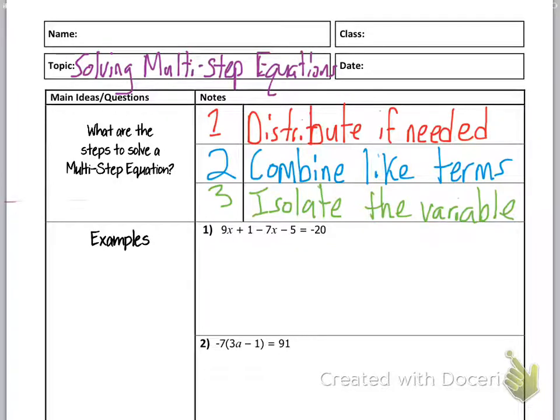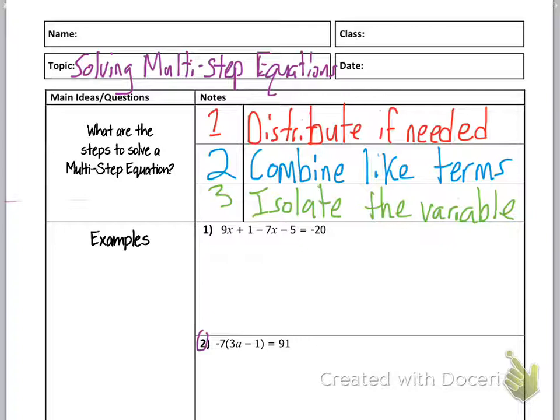Today you're going to take notes over solving multi-step equations. What are the steps to solve a multi-step equation? First step is to distribute if needed. If you look at number 2, you see parentheses. Parentheses gives you a hint that you need to distribute.